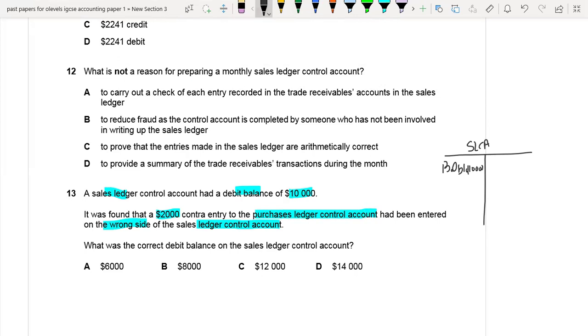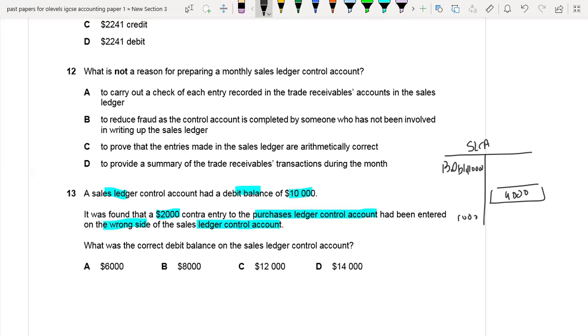Okay. So basically, we know that the SLCA contra entry would be recorded here by $2,000, but we recorded it here on the debit side. So basically we have to correct it, we have to rectify it. So when we rectify it, we will be writing 4,000 here because we have to make this entry by double the amount. Because if we make it with the same amount, 2,000, from here to here, this would be cancelled out with each other.